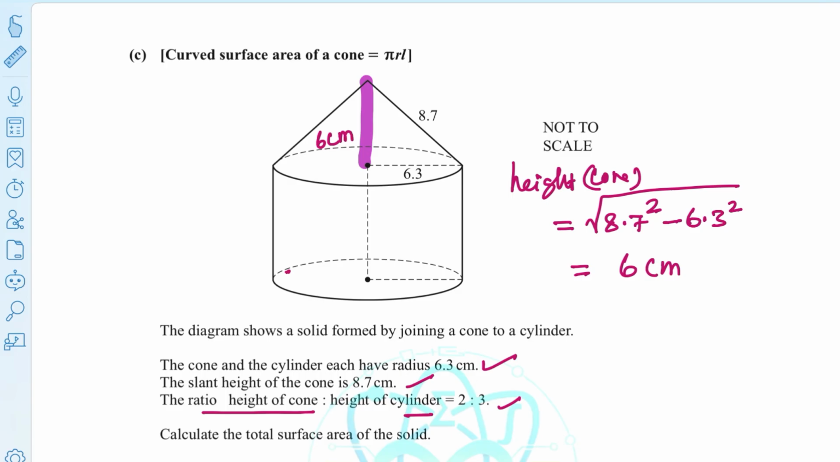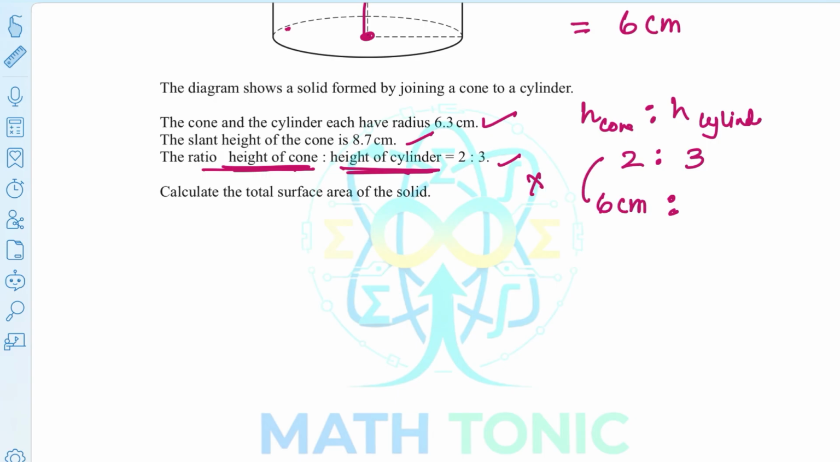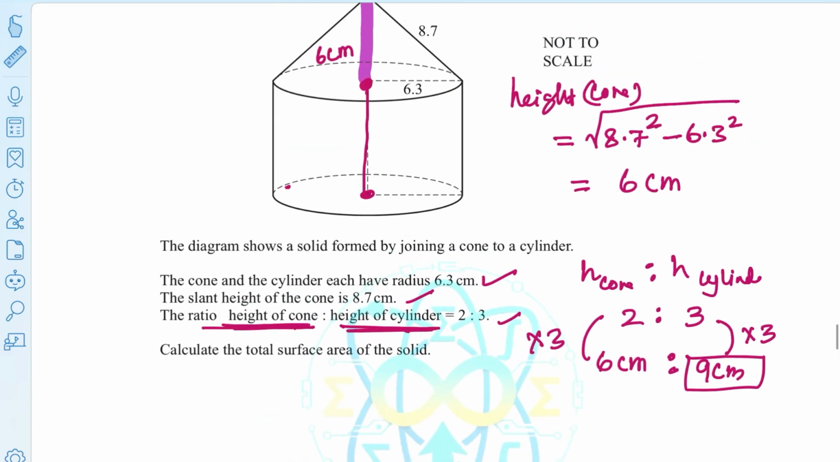Now how to find out the height from here to here? That means we are talking about the cylinder height. If you see this question carefully, the ratio of the height of cone to the height of cylinder is given 2:3, right? Cone height we got just right now, 6 centimeter. That means 2 times 3 gives 6, so it will be 3 times 3. That means the height of the cylinder we got 9 centimeter. Very simple.